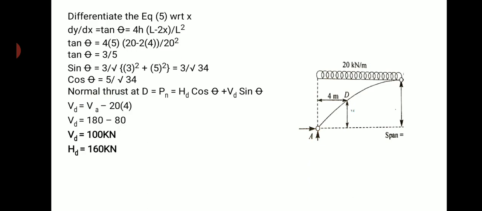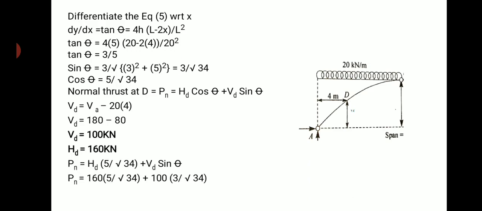Now coming to the HD value, HD is the total summation of the horizontal forces from A to D. If I see this sketch here, I can find only one horizontal reaction. So that is nothing but the H value. So you can just take H as equal to HD itself. Therefore, HD is equal to 160 kilonewton.